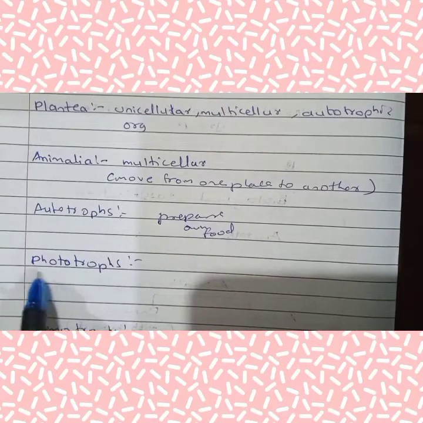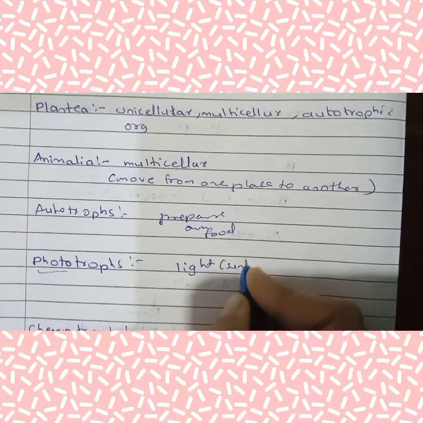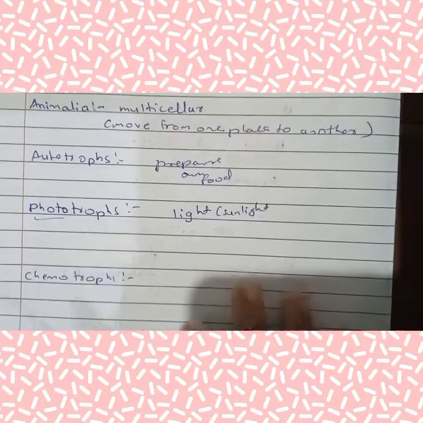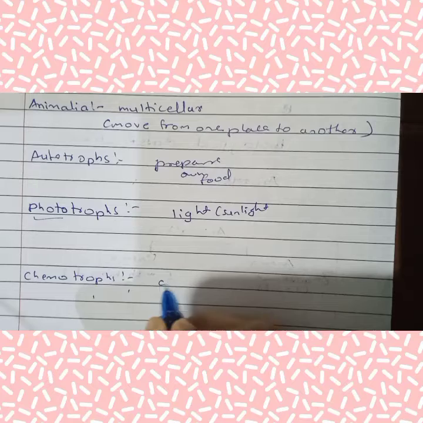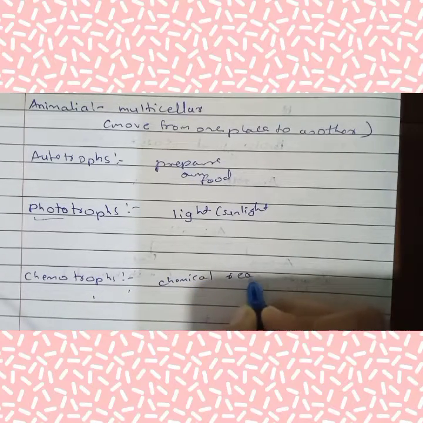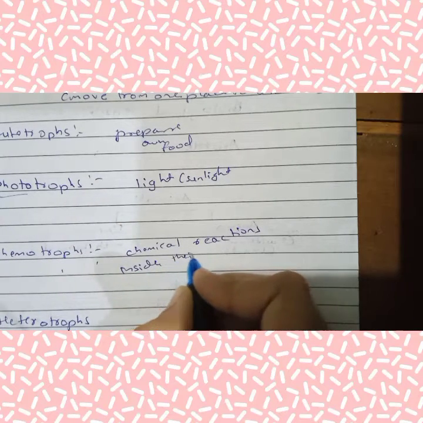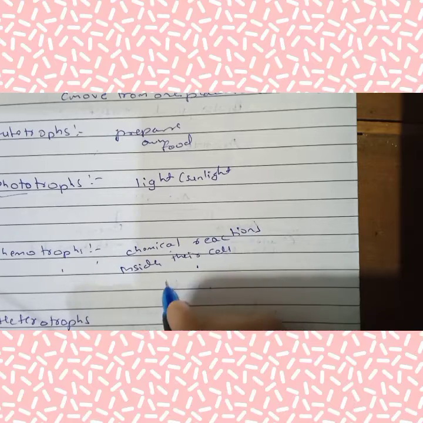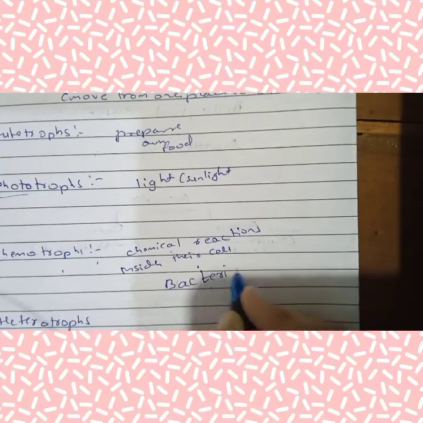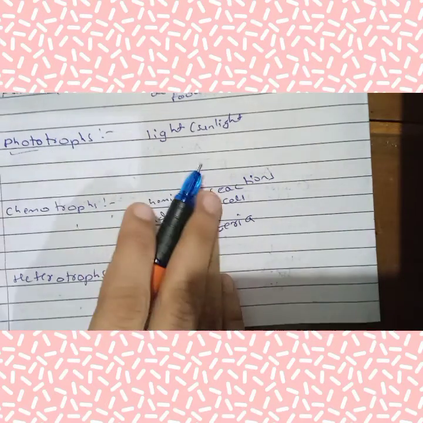You know this. Now, what is phototrophic? Organisms that prepare their own food with the help of light. Now, what is chemotrophic? Organisms that prepare their own food with the help of chemical reactions inside their cell. From these chemical reactions they form their own food, for example bacteria. Now heterotrophs do not prepare their own food and are dependent on the autotrophs.